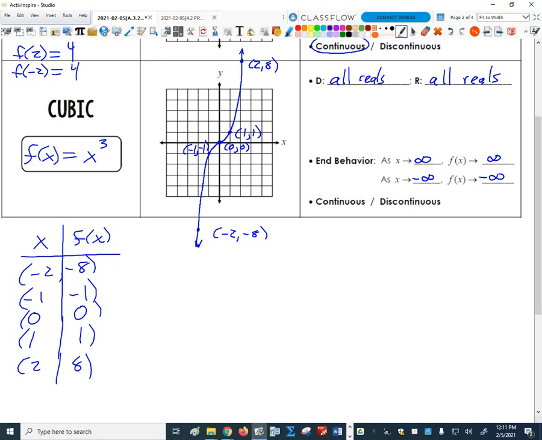And is it continuous or discontinuous? There you go. Okay, good.